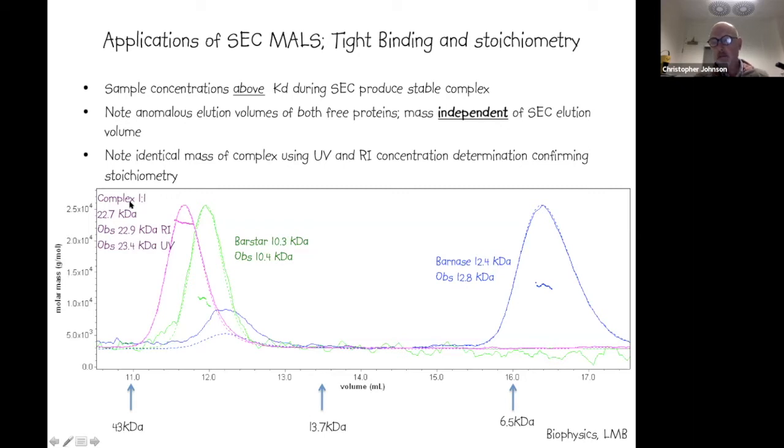So this is a way of cross-checking that the mass you obtain when you use refractive index corresponds to the mass of the proposed complex. In this case, you could argue, okay, maybe this species here is not a one-to-one complex of barstar and barnase, but actually some weird dimer of barnase that you form when you put barstar in, or something like that. Because the mass of the complex is 23, and that's kind of close to a dimer of this. But obviously a dimer of barnase would have a completely different UV extinction coefficient from a one-to-one complex between these two proteins. So by doing double concentration determination, it's useful for determining stoichiometry.